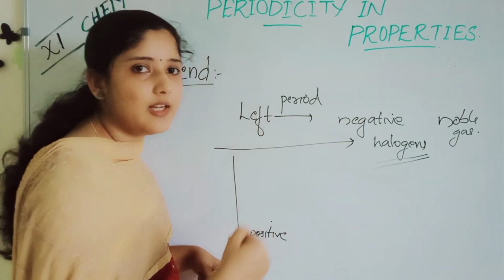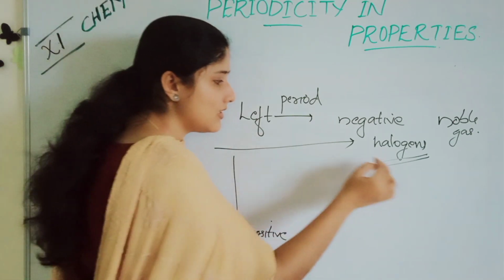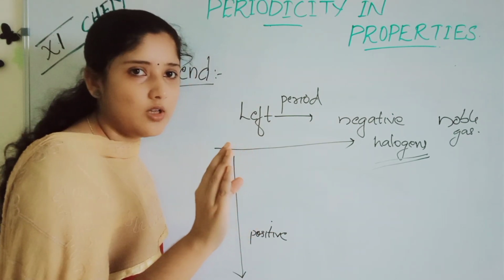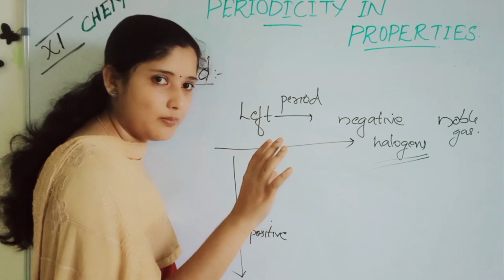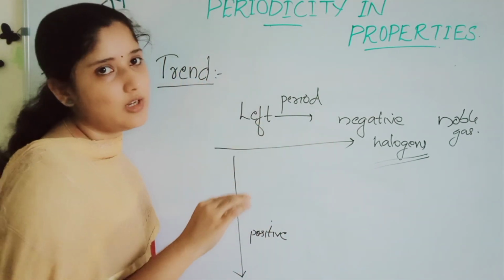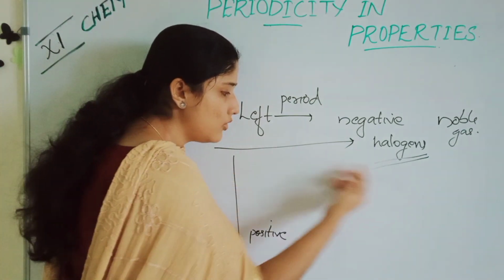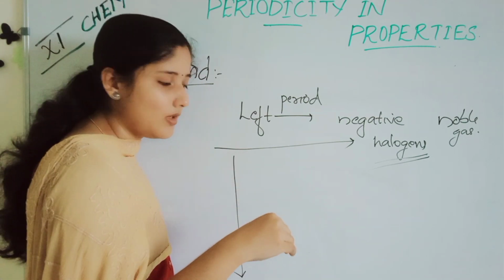The atomic radii decreases because nuclear charge increases. Nuclear charge increases as the atomic number increases. Hence the radius will be very small. So it will be easy to add an electron to a smaller atom. So it becomes highly negative. It will be easy to add. Electron gain enthalpy will become highly negative because from here to here, the atomic radii is decreasing.